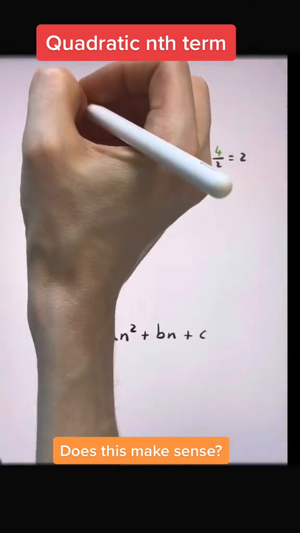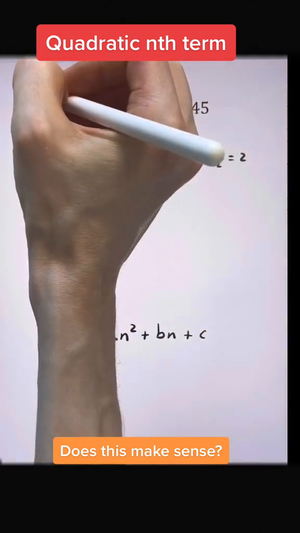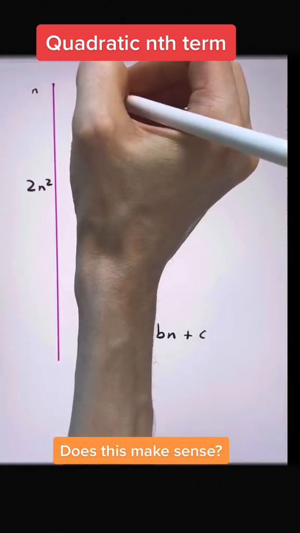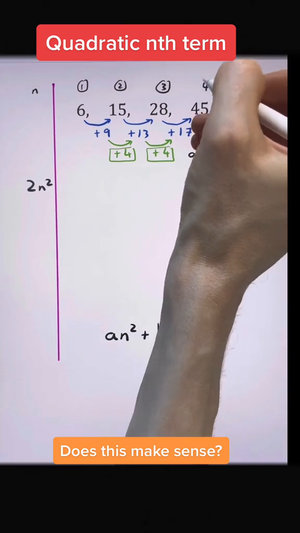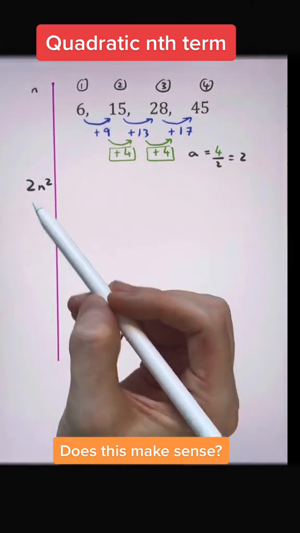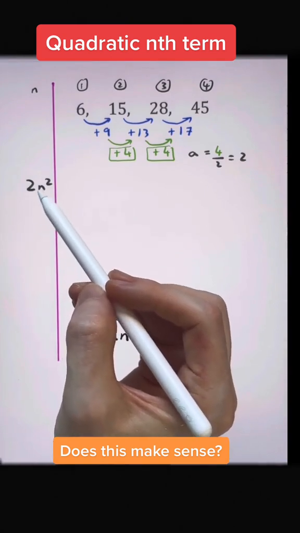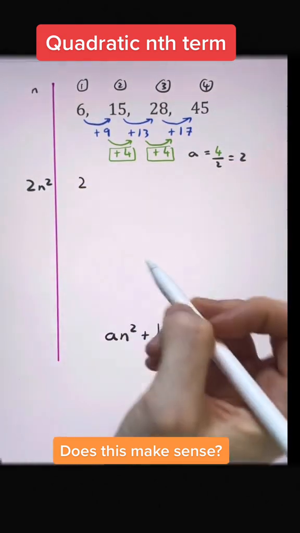Drawing a margin on the left-hand side, I also know that n represents the position of each of my terms. This is my first term, this is my second term, my third term, and my fourth term. Substituting when n is 1 into 2n squared, n squared will therefore become 1 squared, and 1 times 1 is 1, and in multiplying by 2, well 1 times 2 gives us 2.